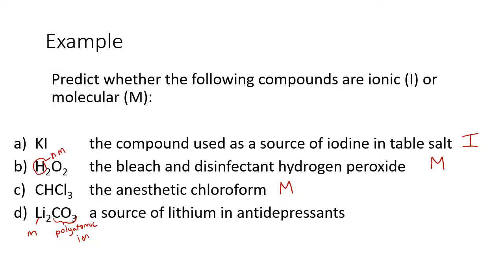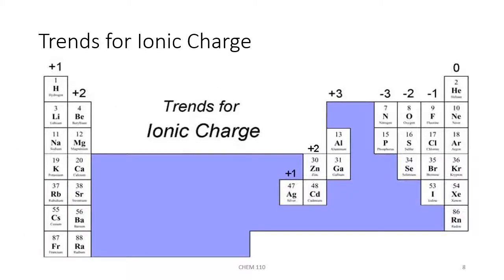And since it's an ion, we have a positively charged cation, which is our metal, with a negatively charged polyatomic ion. This is going to be an ionic compound. When we look at the periodic table, we can predict what charge elements that are representative elements will form. So our representative elements are the first two columns of the periodic table and the last six columns.